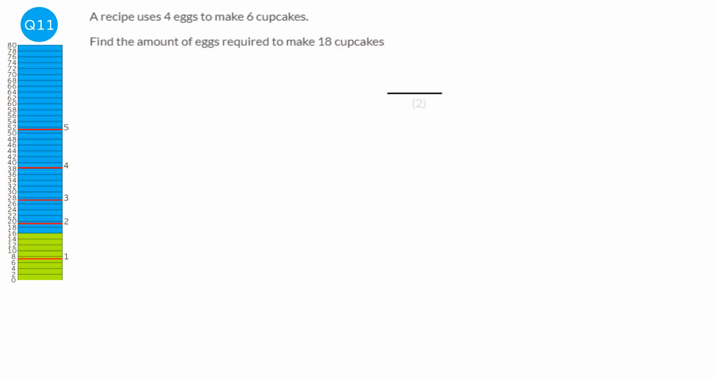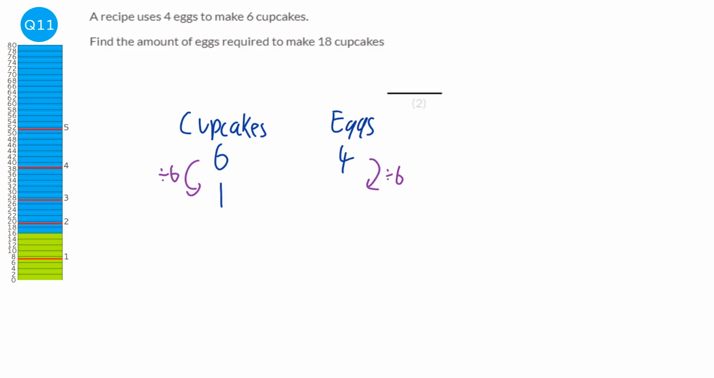So we're going to track the amount of eggs needed to make a certain amount of cupcakes. So we're given in the question that 6 cupcakes requires 4 eggs, and what we're going to do is we're just going to work out how many eggs is required for one cupcake. So we're going to divide both sides by 6. And that's for one cupcake will be 2/3 of an egg.